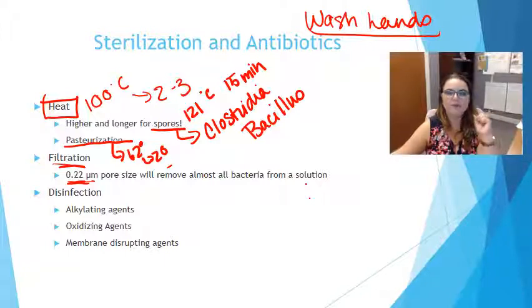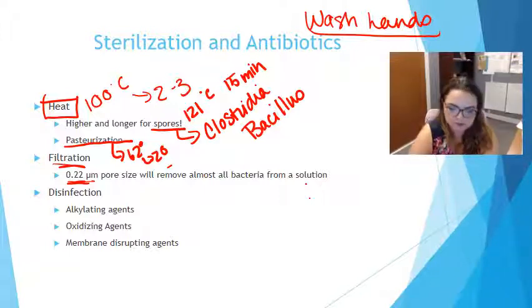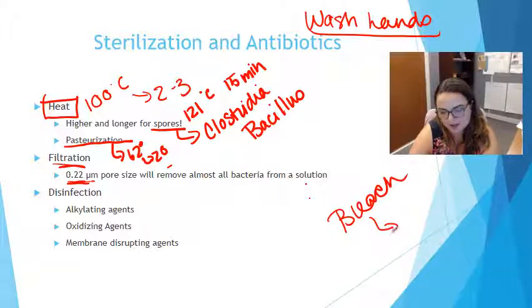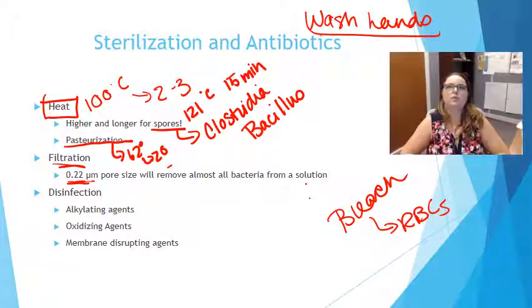Okay, then we have disinfection. Disinfectants are basically chemical substances that are able to kill microorganisms on surfaces, but are far too toxic to apply internally. An example of this would be something like bleach. If you ever dump some bleach on some red blood cells, it will light up with bubbles the way if you dropped like some pop rocks into a Coke. Just big explosion.